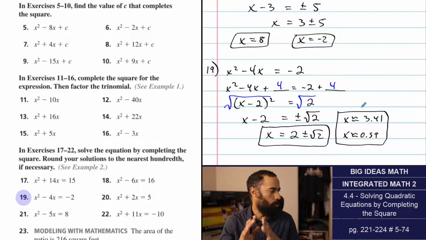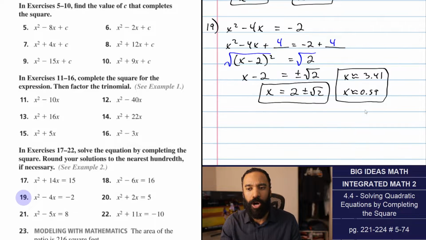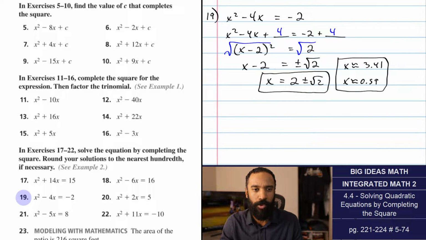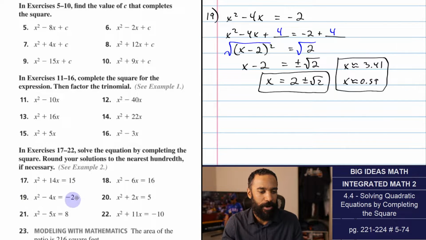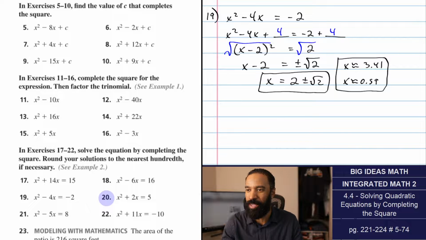Remind me to bring home one of my calculators from school so I can just do this by hand a little bit faster. Because pressing those buttons takes longer than I need it to.